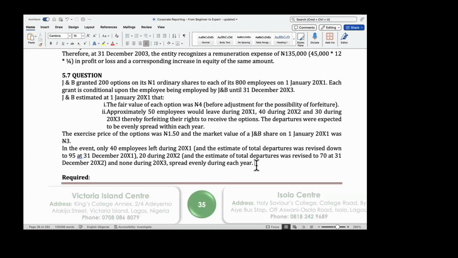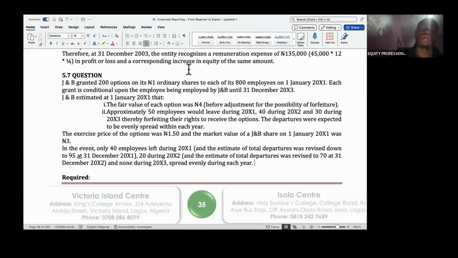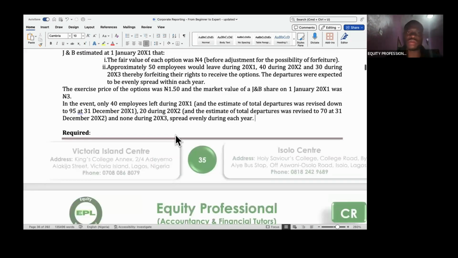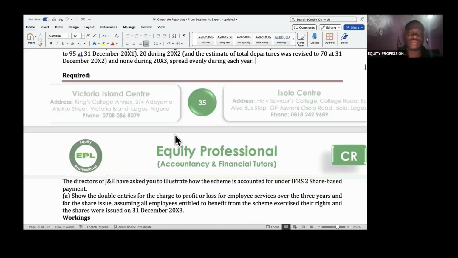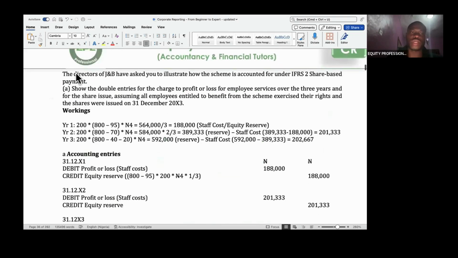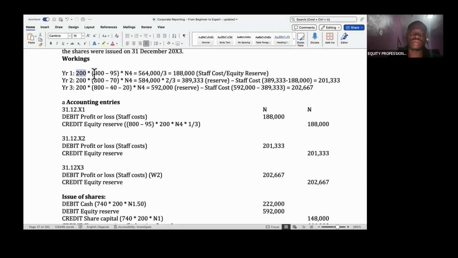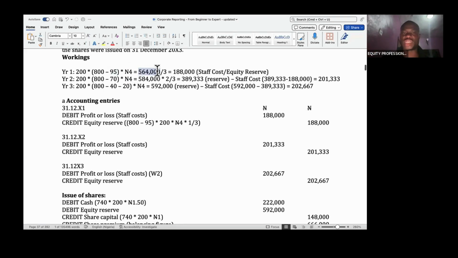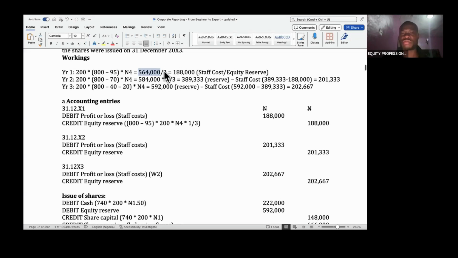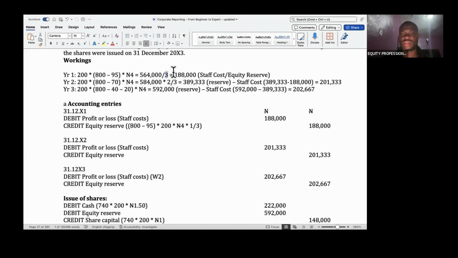740. That's correct. 740. I mean, that's the only thing that's changing. Every other one is the same. So if you look at it, in year one, we are giving each of them 200 options. So 800 minus 95. 95 was the estimate of total departure. And this 4 naira is the fair value of the option at the grant date. So we got 564,000, which we are going to spread over the 3 years.